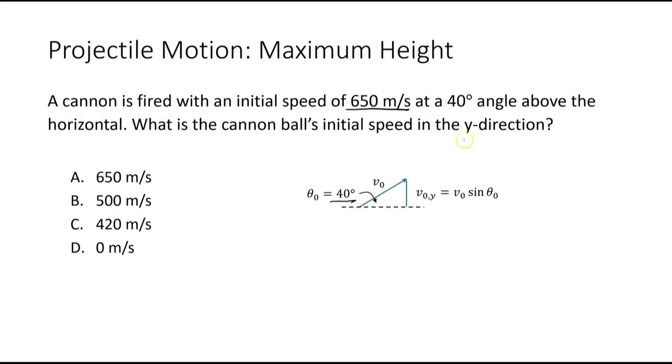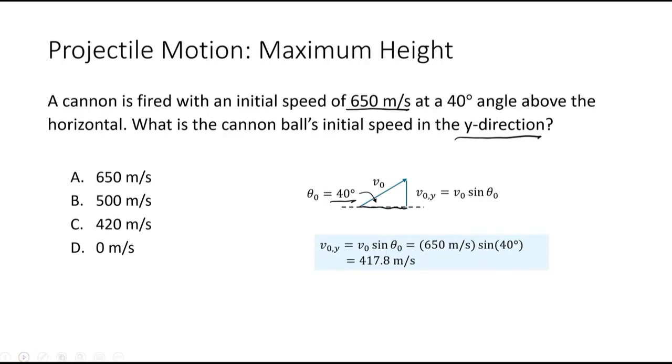Here we're specifically interested in the initial velocity in the y direction, and so that means we're really just interested in the y component here. So you could think about this little right triangle that's formed by the x and y components of the initial velocity, and from that little right triangle we see that v naught y is going to be equal to v naught times sine of theta naught.